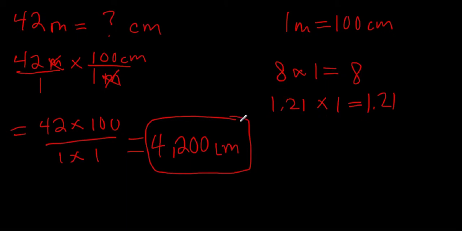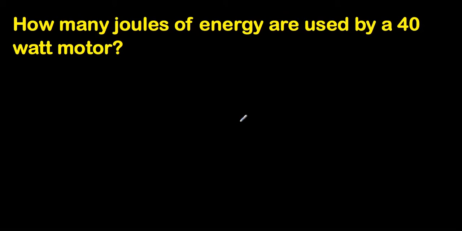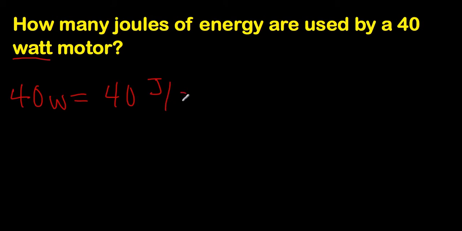What we want to do next is go to something where it's not as obvious what we have. When we get into things like power and energy, this will become a little easier, but sometimes you'll have questions about how many joules of energy are used by a 40-watt motor. A lot of people want to go get the formula, but in reality, we can just use the unit of watt to understand this. I understand we're not familiar with watts yet, but 40 watts is really the same as 40 joules per second. This makes it very simple.